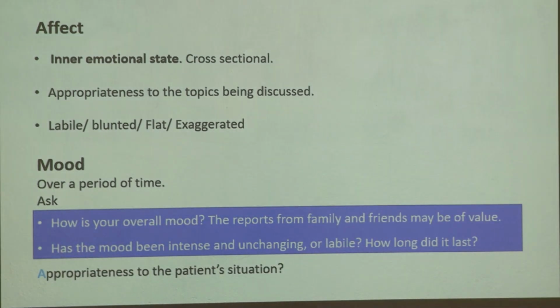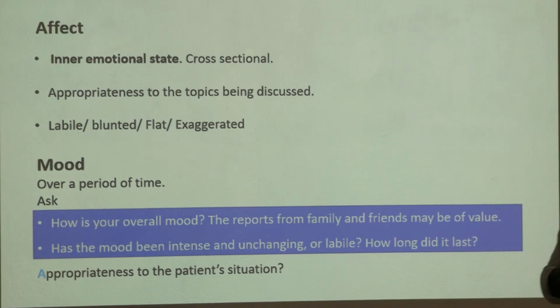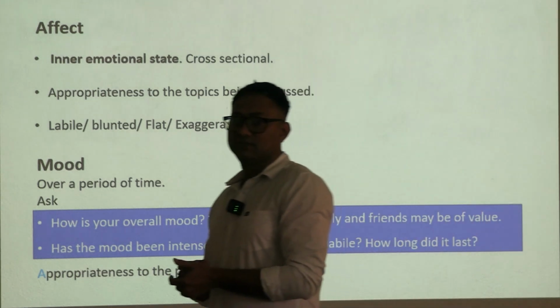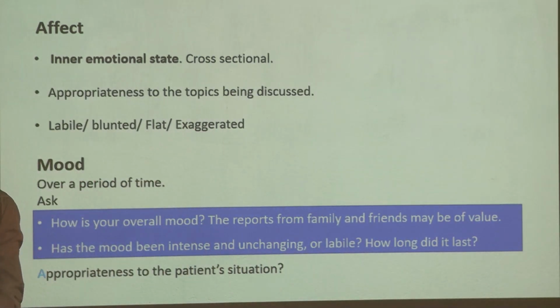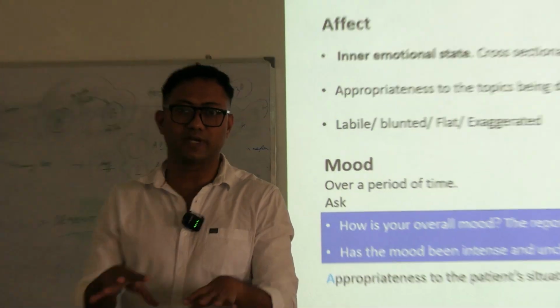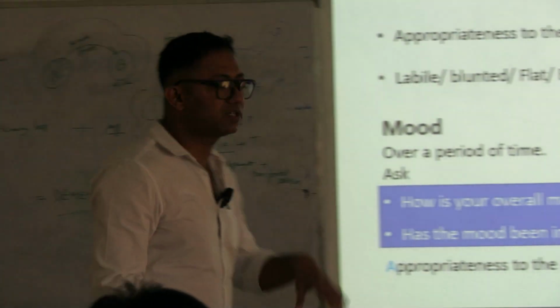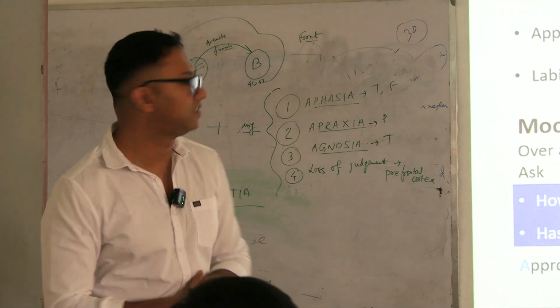Affect is inner emotional state, it is cross sectional at a certain point of time, ठीक है, अभी इस वक्त मेरा mental state कैसा है, this is affect. You know the difference between climate and weather? Okay, so what is climate, what is weather? At a particular point, अभी का जो situation है, this is weather, and climate is long term. Okay, so mood is long term, over a period of time, ठीक है.